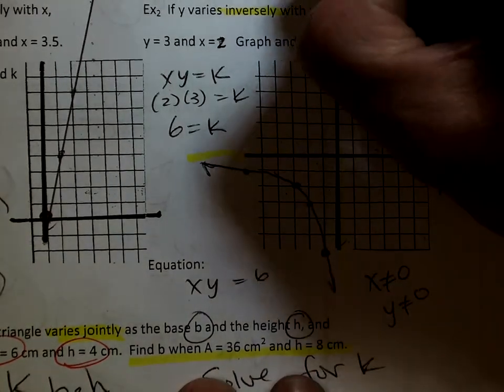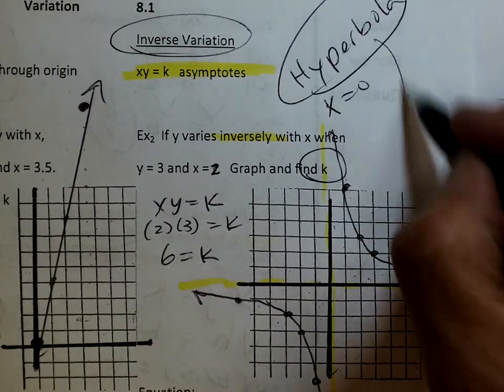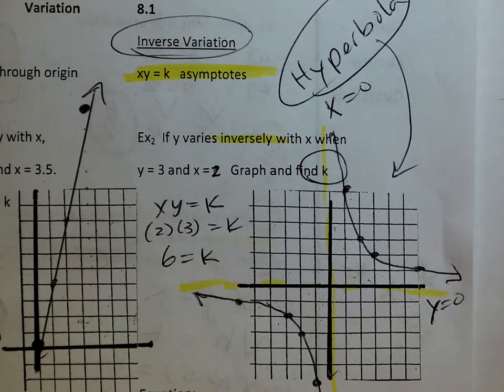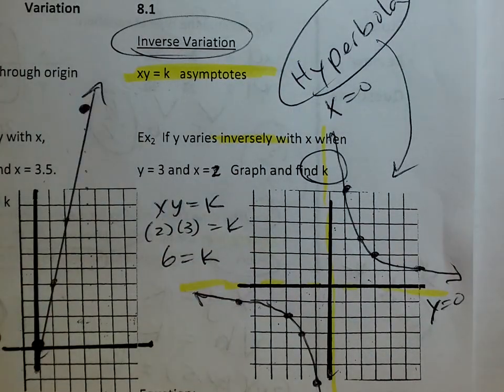This graph is a hyperbola. That graph is not a parabola, it's a hyperbola. Okay? Hyperbole. Don't say that, please.